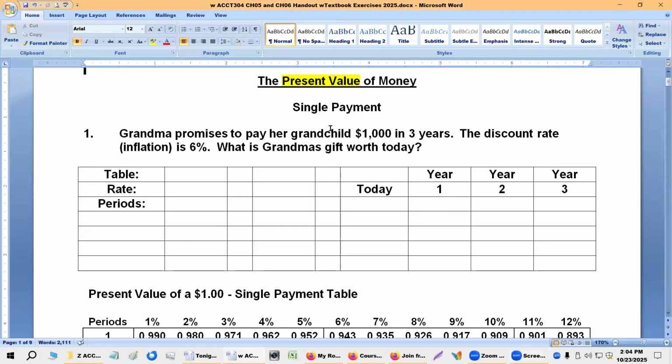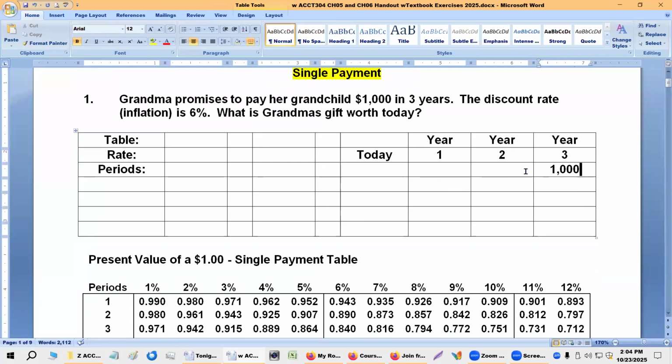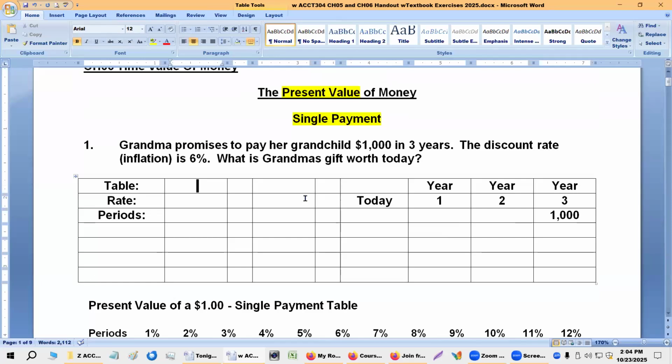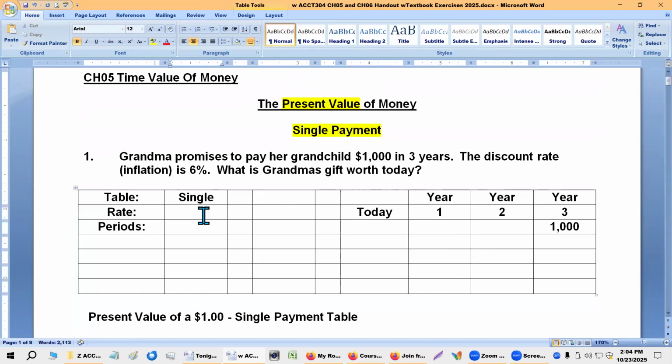All right, single payments. Grandma promises to pay her grandchild $1,000 in 3 years. What a cool grandma. What is grandma's gift worth today? The table we're going to use is a single payment. She's just going to pay one time. Her discount rate is 6%.